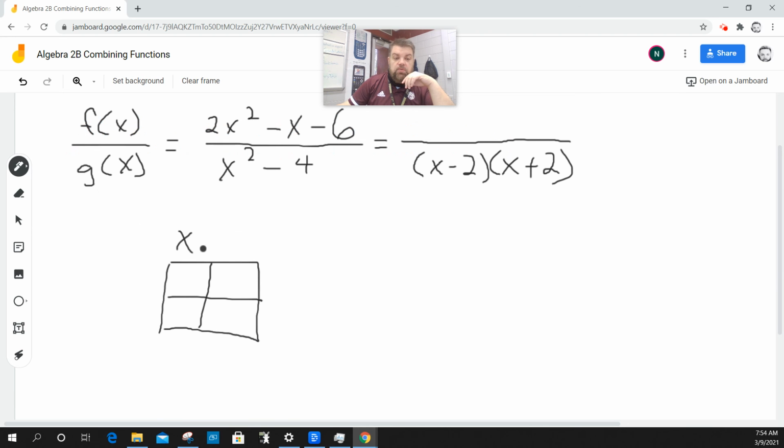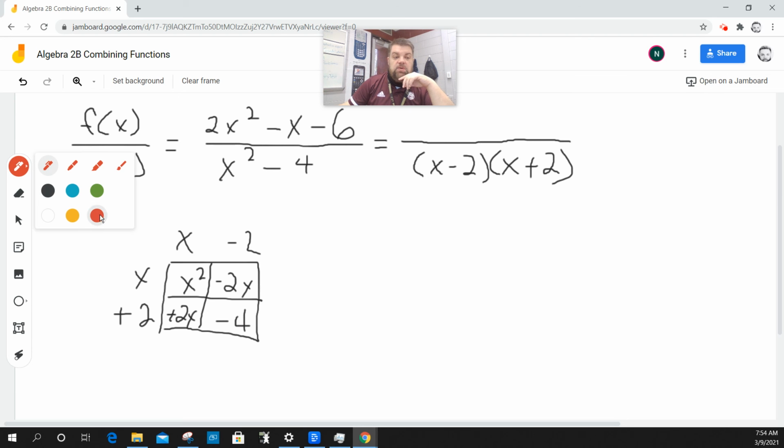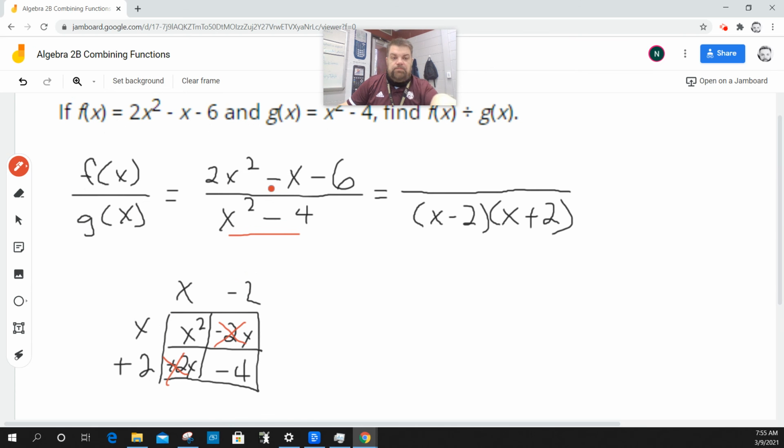Now, if you don't remember that, I can prove it to you real quick. x minus 2, x plus 2. This becomes x squared. This becomes negative 2x. This becomes a positive 2x. And then this becomes a negative 4. What happens in these difference of squares, this term cancels with this term, and you're left with this stuff. Okay? So now let's factor this one.